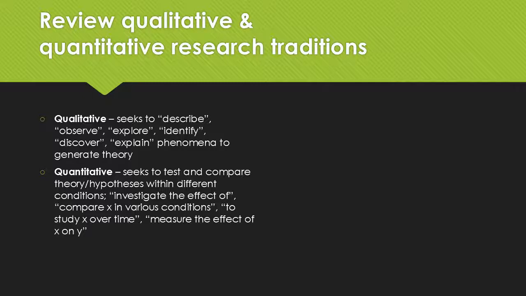Recall that qualitative research seeks to describe, observe, explore, identify, discover, and explain phenomena to generate theory, and often uses softening verbs like suggest or imply to talk about findings in research reports. On the other hand, quantitative research aims to test and compare theory or hypotheses within different conditions. So they use terms like investigate the effect of, compare X in various conditions, to study X over time, or to measure the effect of X on Y.